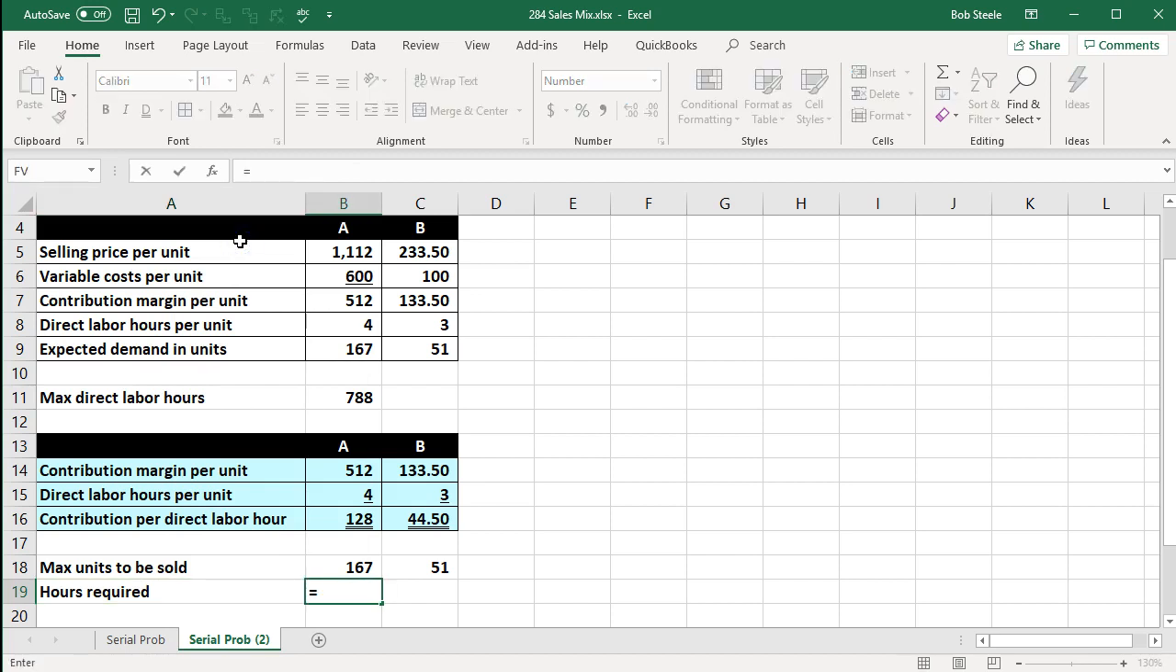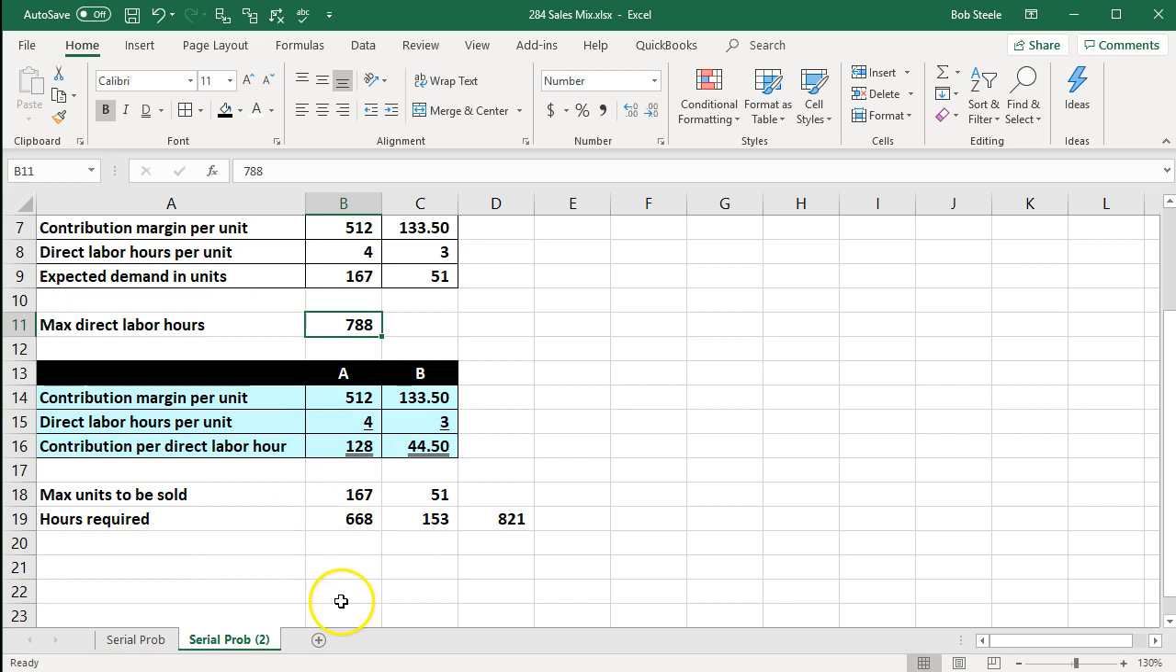It would be 167 times 4 hours, and it would equal the 51 units times the 3 hours for a total number of hours of 821. Now we don't have that many hours. We only have got 788, which means we're going to have a restraint.